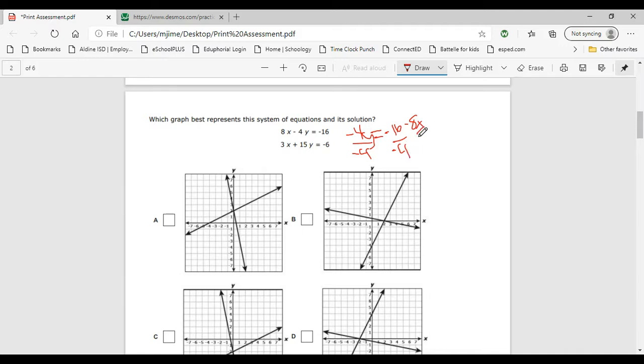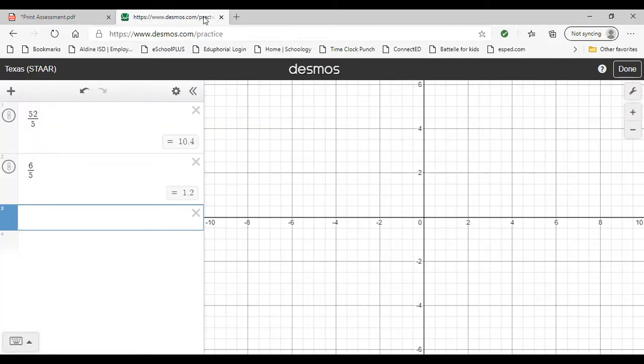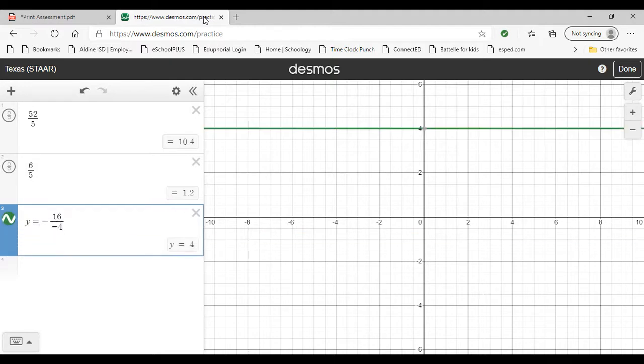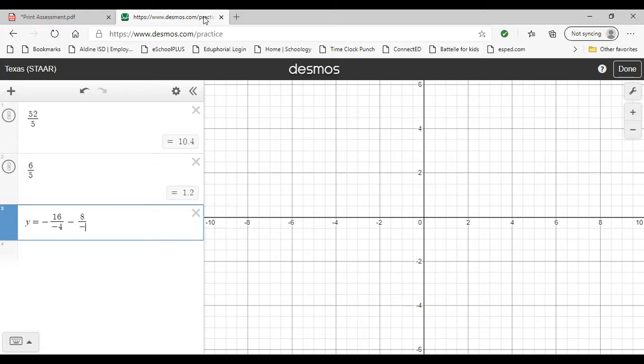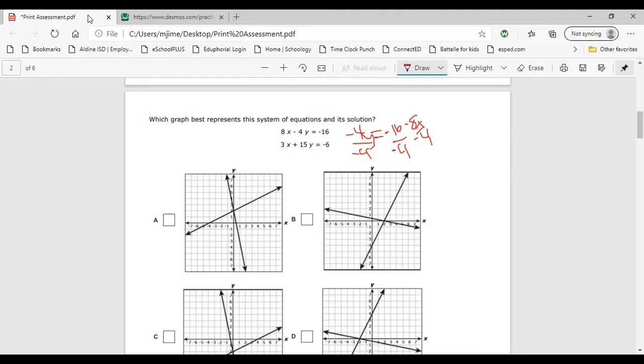If you don't want to simplify this, like let's say I just don't want to do the math, then you can type it in the way you have it there. So it would be y equals negative 16 divided by negative 4 minus 8 divided by negative 4x. And then it graphs it for you. I didn't even simplify it. I just went ahead and wrote what I had.